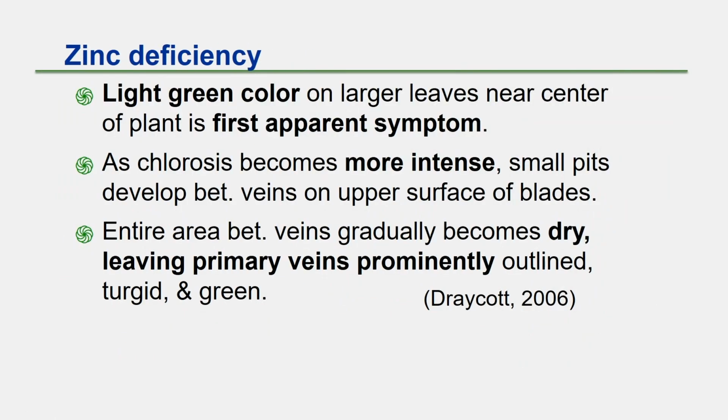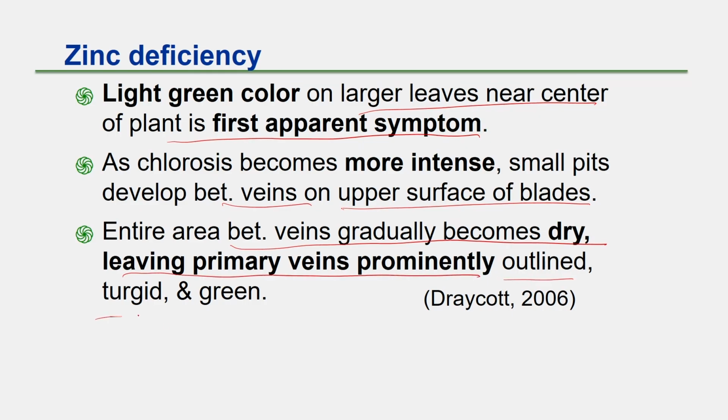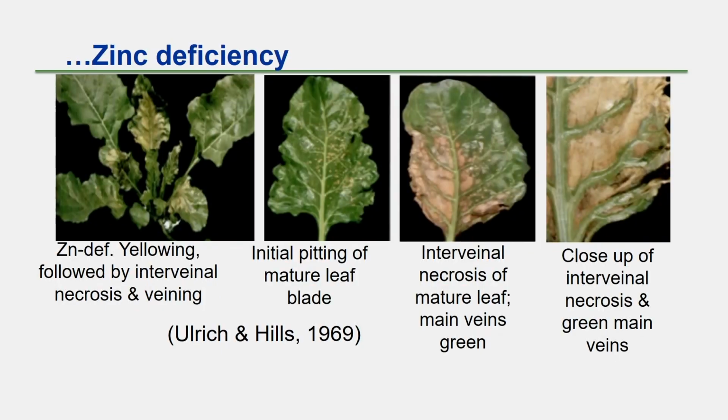Now, zinc deficiency. Light green color on larger leaves near center of plant is the first apparent symptom. As chlorosis becomes more intense, small pits develop between veins on upper surface of blades. Entire area between veins gradually becomes dry, leaving primary veins prominently outlined, turgid and green.